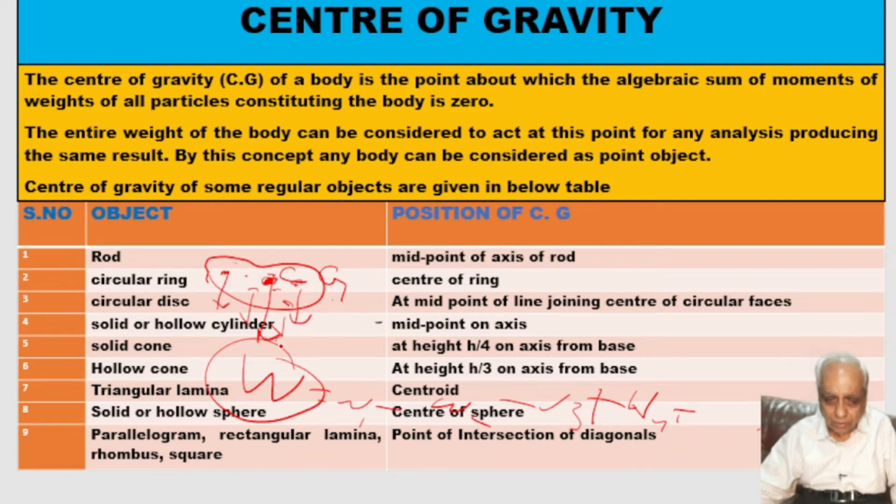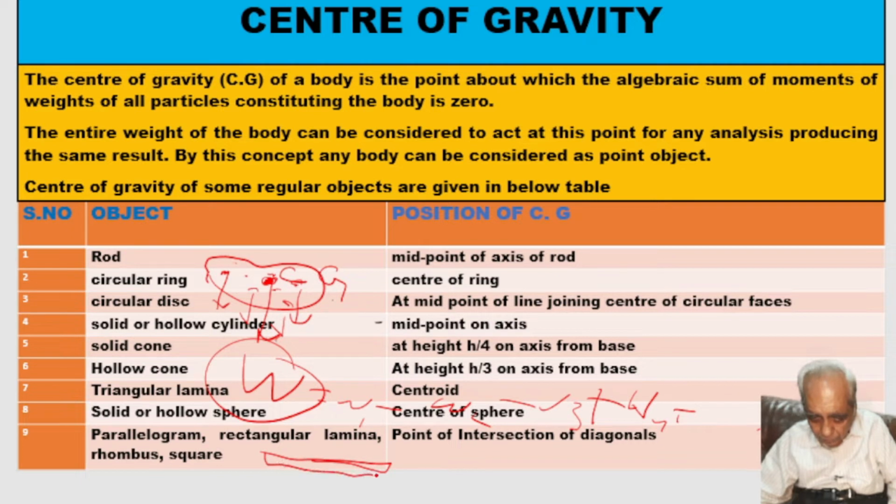Now center of gravity of regular objects like a rod. There is a rod. You know what is a rod, isn't it? This is a rod. So this rod will have such a central axis. So the line which is passing through the center of the two ends, if I join, that is the axis of the rod. So the midpoint of that axis is the center of gravity. So center of gravity is always the central point, midpoint of axis of rod.